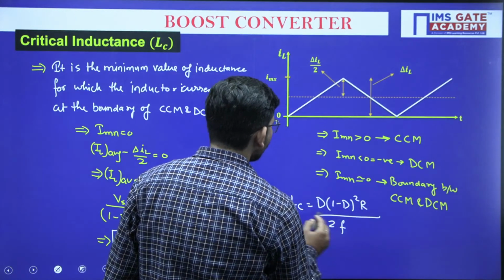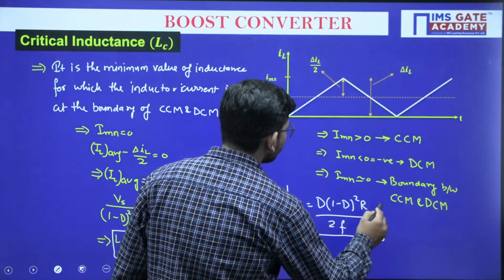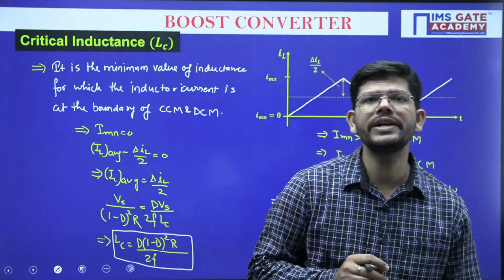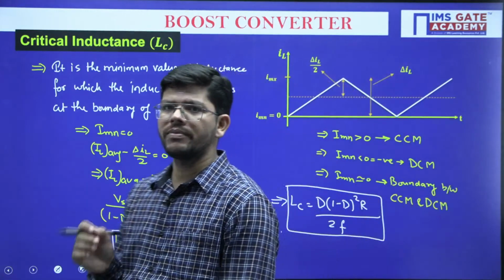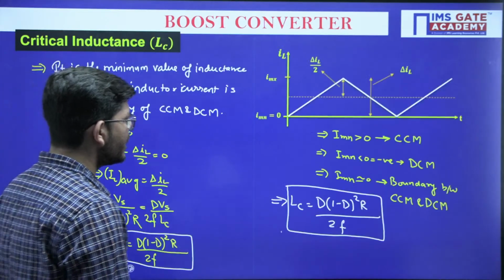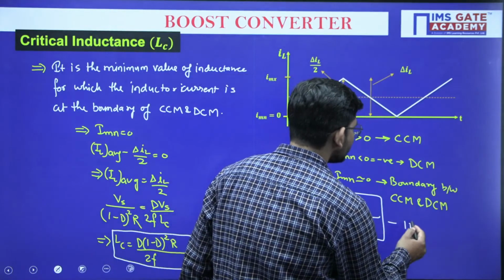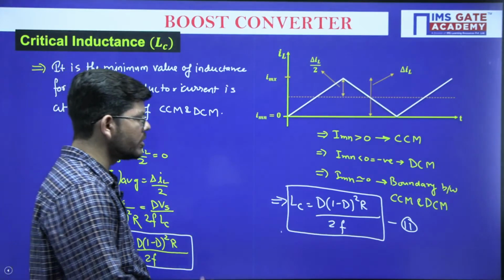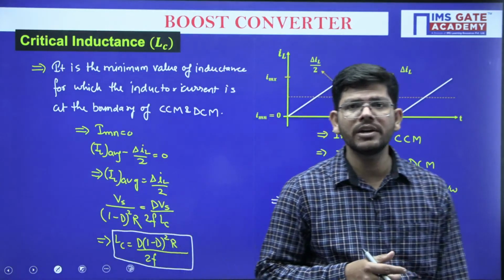If you remember, in case of the buck converter, we have only (1 minus D) R by 2F. Here we have D(1 minus D) square R by 2F. This is what we have here, okay? Now this is going to be equation number 11, I think. And this is a very, very important thing. This will be the most important formula of the boost converter, okay?